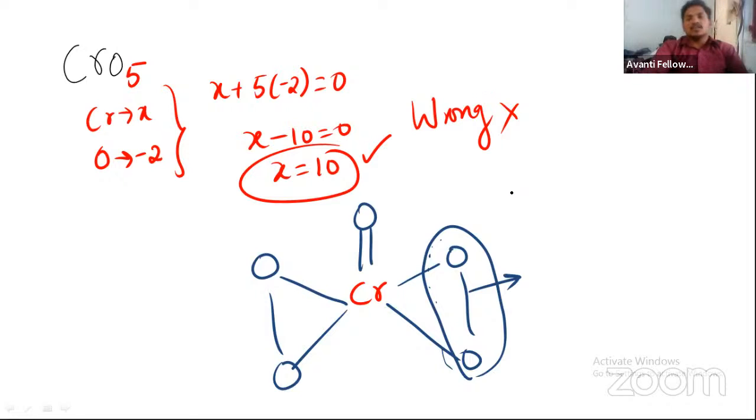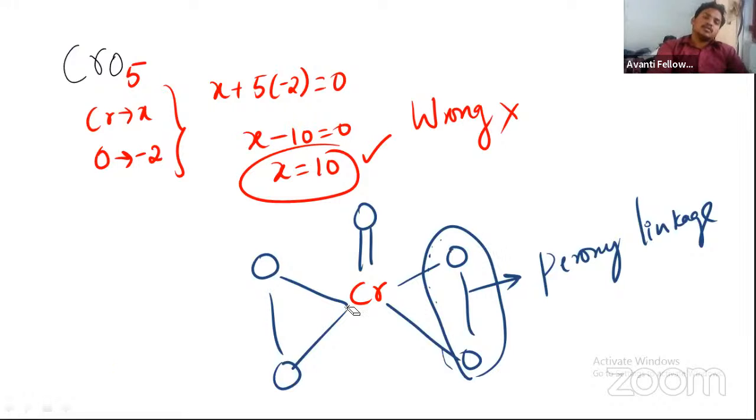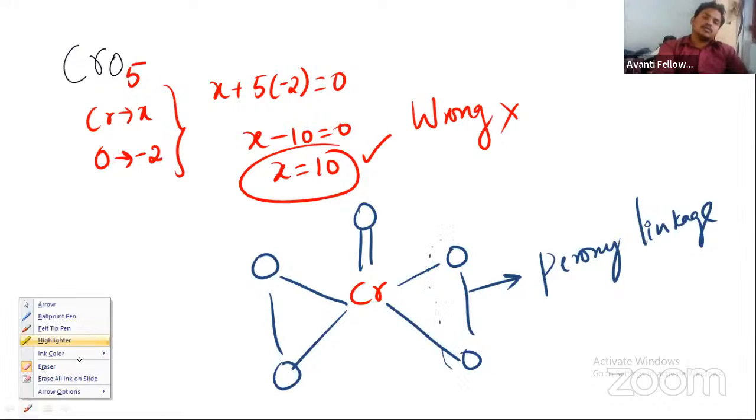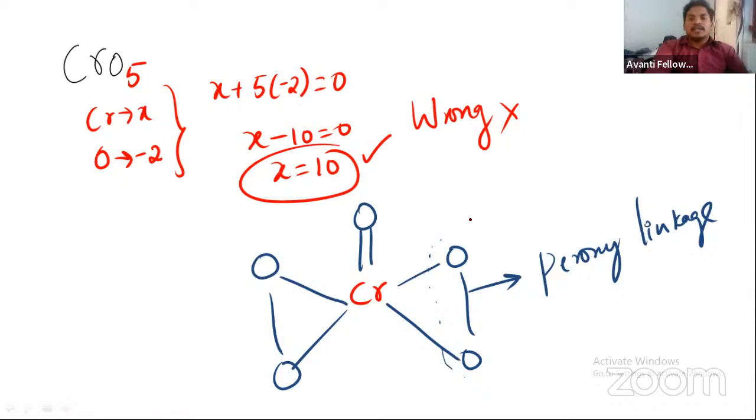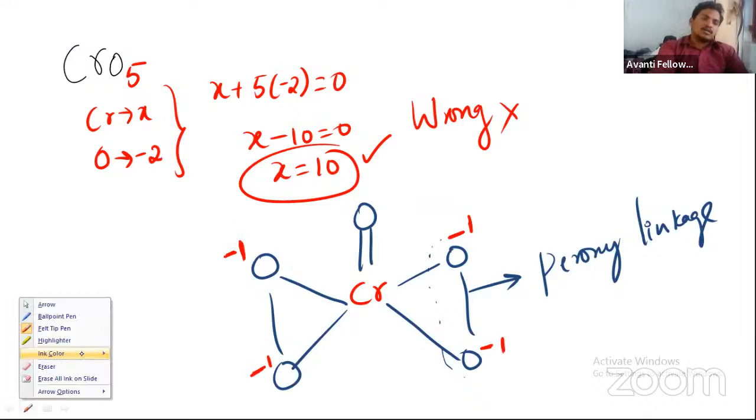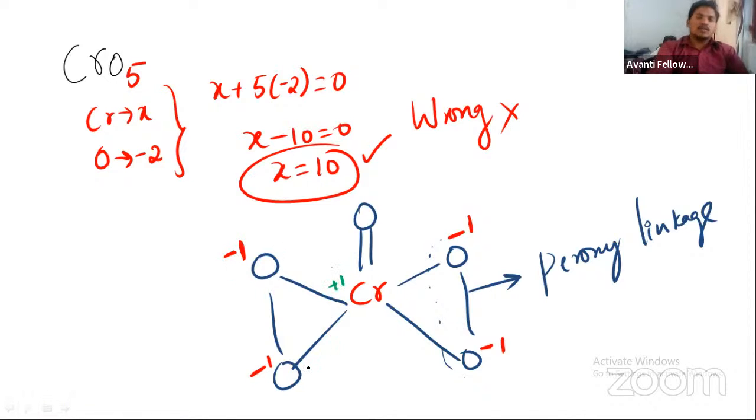This is called peroxy linkage. Whenever you have a peroxy linkage, as I told you, this is -1, this is -1, and this is -1. Clear? So next, if this is -1, this one will become +1.